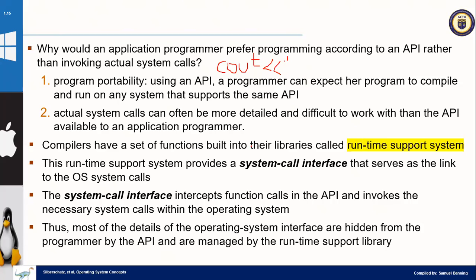The system call interface will intercept calls in the API and invoke the necessary system calls within the operating system. That way, most of the details of the operating system are hidden from the programmer.